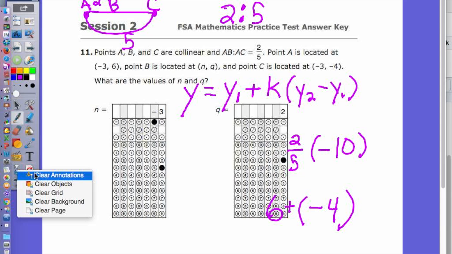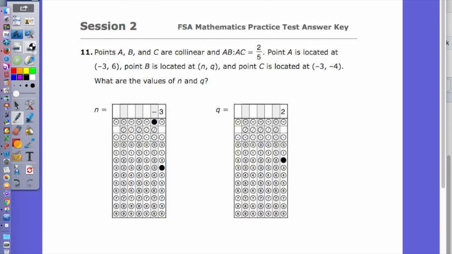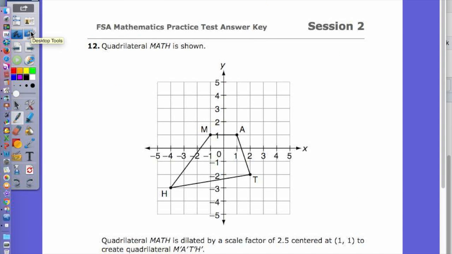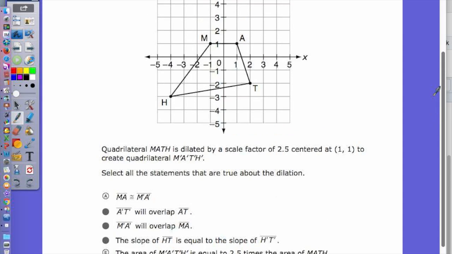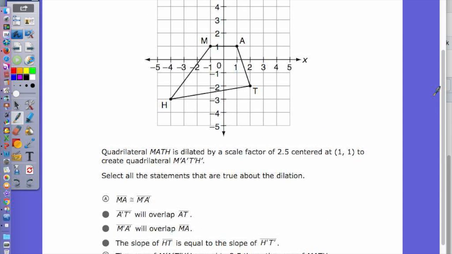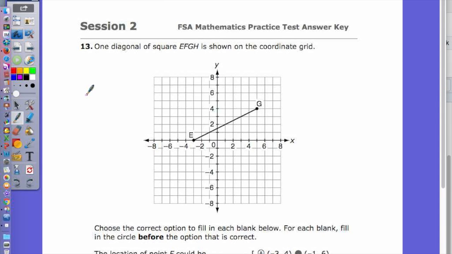Clear annotations. Okay. Number 12. Are there questions on this one? Because it seemed like everybody got this. Okay. Number 13.